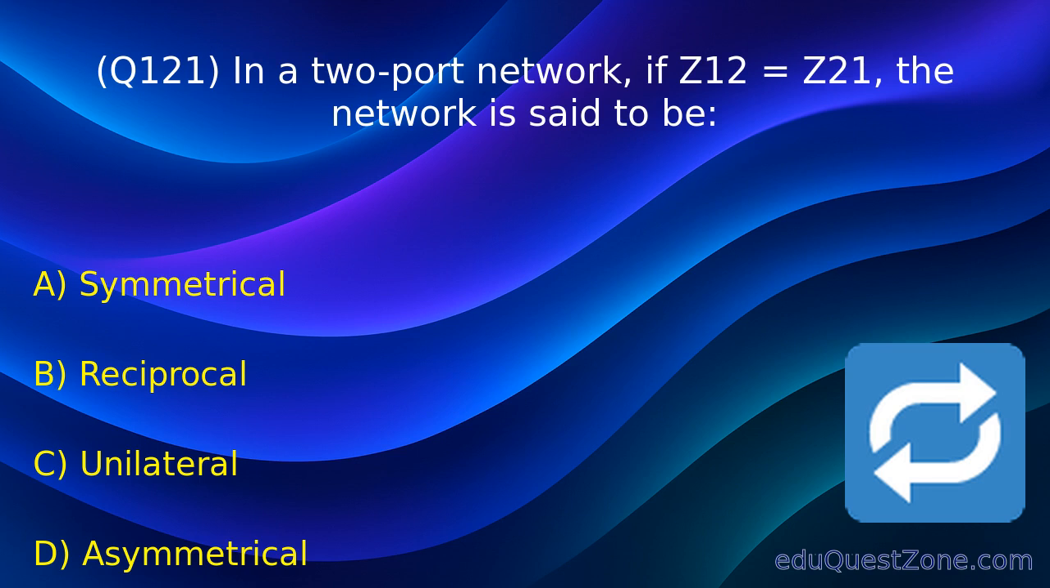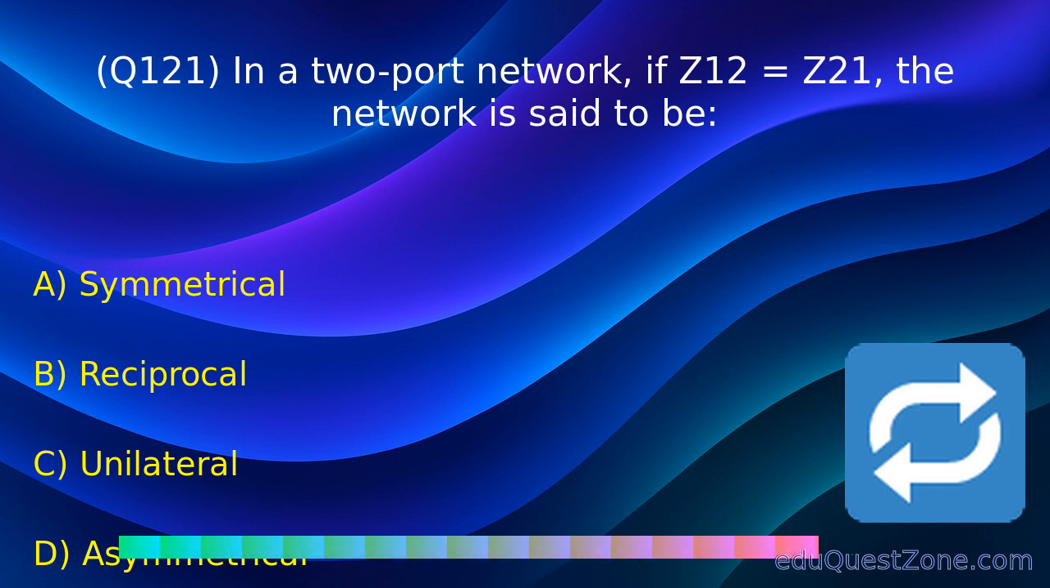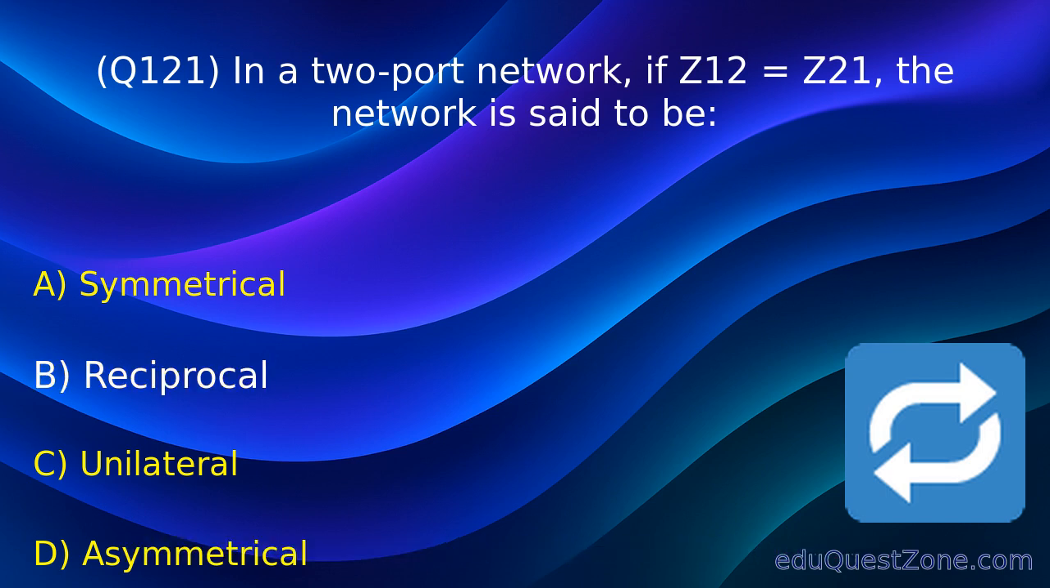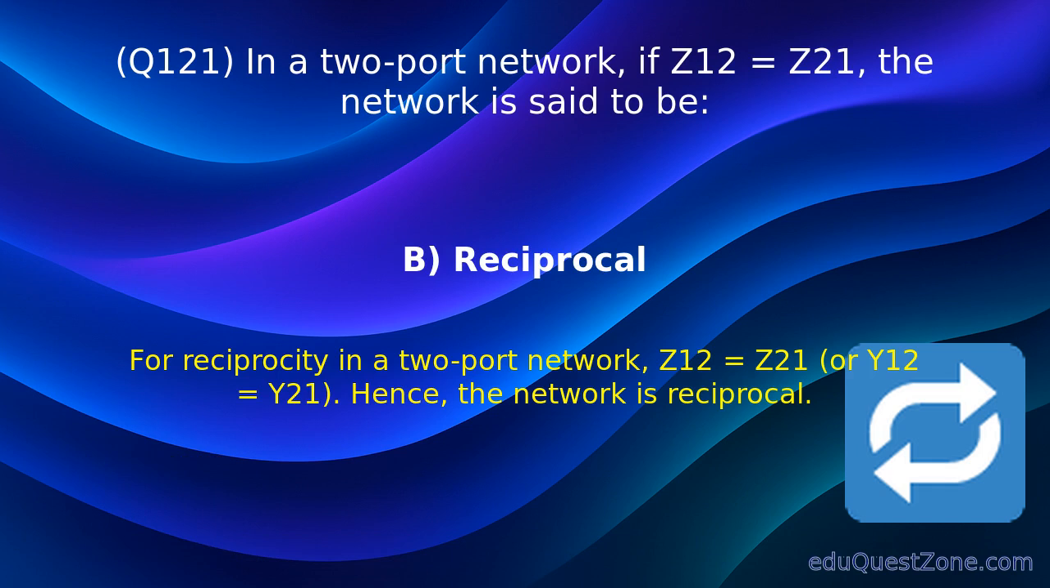Question 121. In a two-port network, if Z12 equals Z21, the network is said to be... Option B, reciprocal. If Z12 equals Z21, the network is reciprocal.